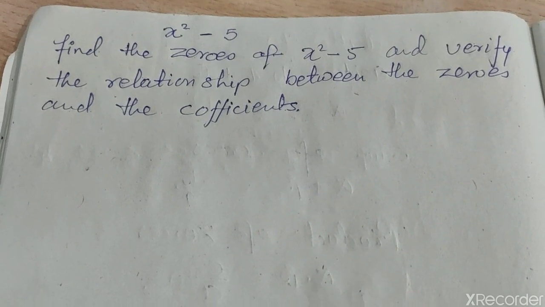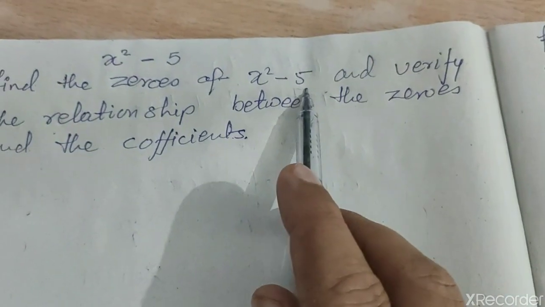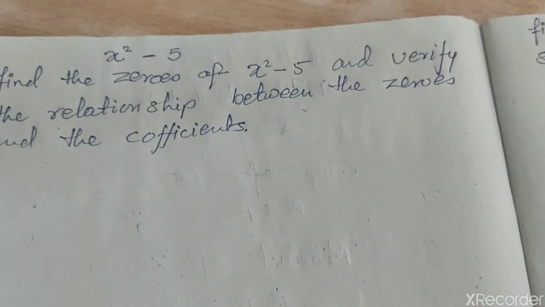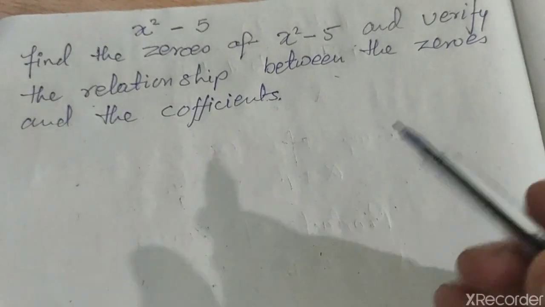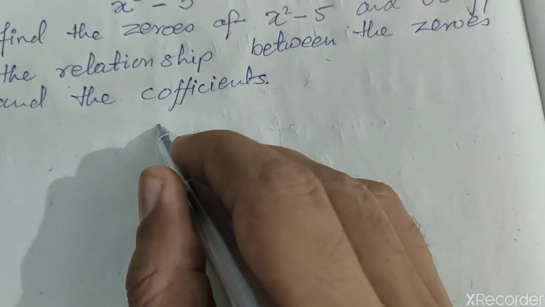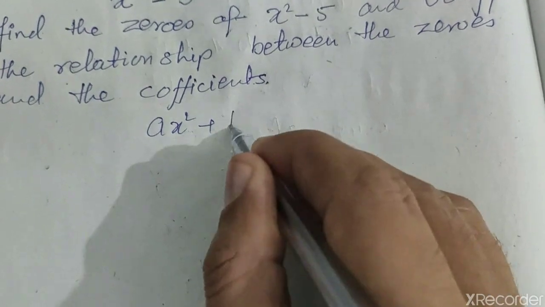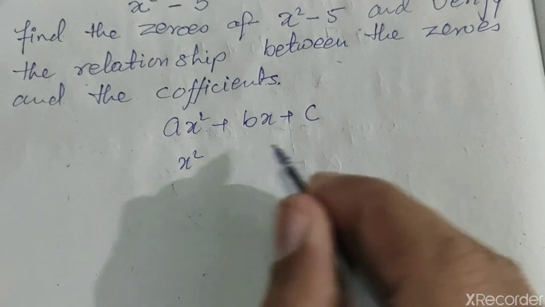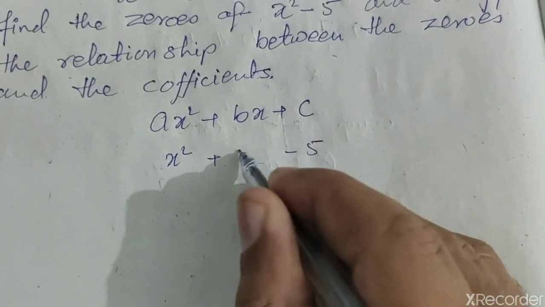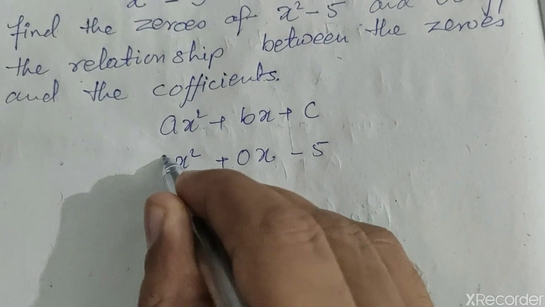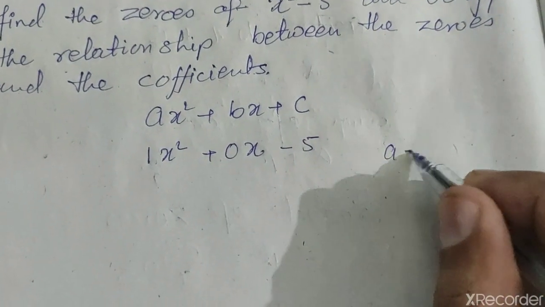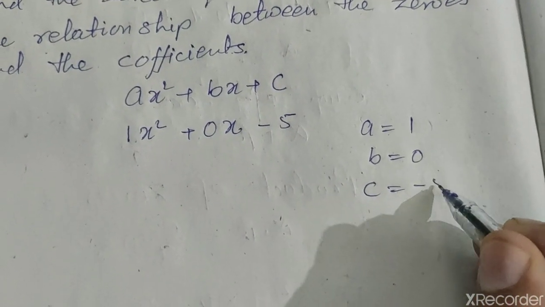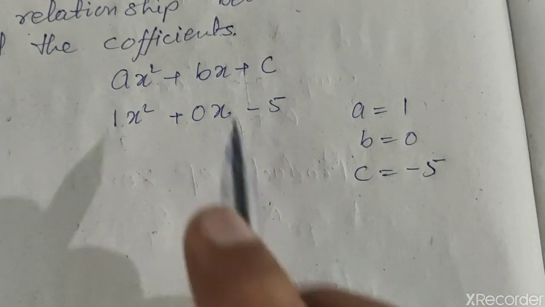Hello dear students, we need to find the zeros of this polynomial x square minus 5 and verify the relationship between the zeros and the coefficients, as we have done in a previous similar question. So we know that a quadratic polynomial is ax square plus bx plus c. On comparing with this, we have x square minus 5, so I could write plus 0x. So here a will be equal to 1, the value of b will be 0, and the value of c will be minus 5.